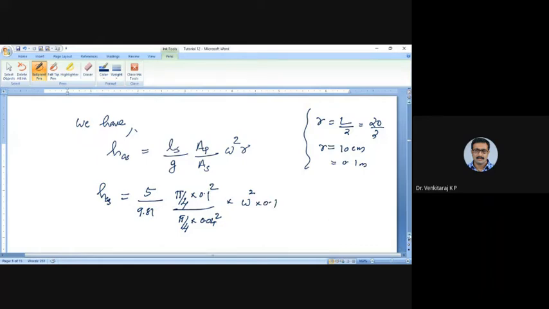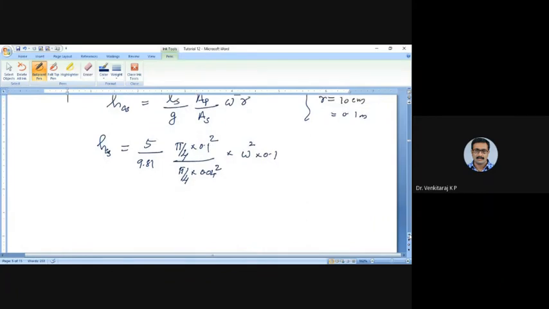So by calculating, you get HAS equal to 0.3185 omega square.